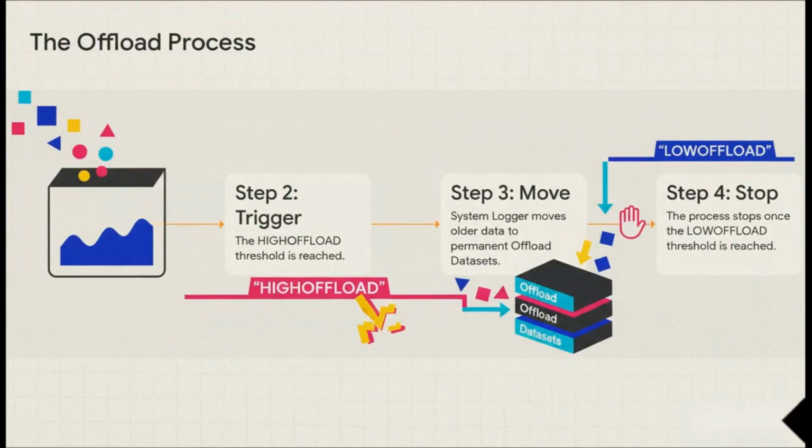So how does the data actually make the journey from that speedy temporary storage to its forever home on disk? Well, it's a slick, automated process called offloading. Imagine the CF is like a bucket. As log data pours in, the bucket starts to fill up. When it hits a certain point, a high water mark that you define called HIGHOFFLOAD, that's the trigger. The system logger wakes up and starts bailing out the oldest data, moving it to the permanent offload data sets. And it keeps bailing until the water level drops to a low water mark, which, you guessed it, is called LOWOFFLOAD. That frees up space in the bucket for new data to pour in.